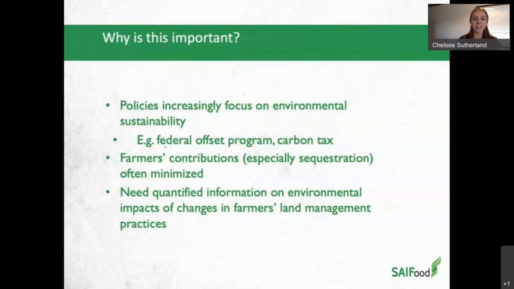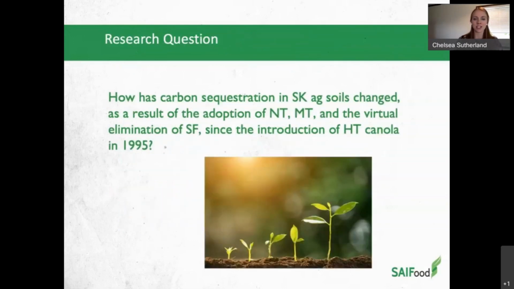This led to the development of my main thesis research question. How has carbon sequestration in Saskatchewan agricultural soils changed, resulting from farmers' adoptions of no-till, minimum till, and the virtual elimination of summerfallow since herbicide-tolerant canola was introduced in 1995?